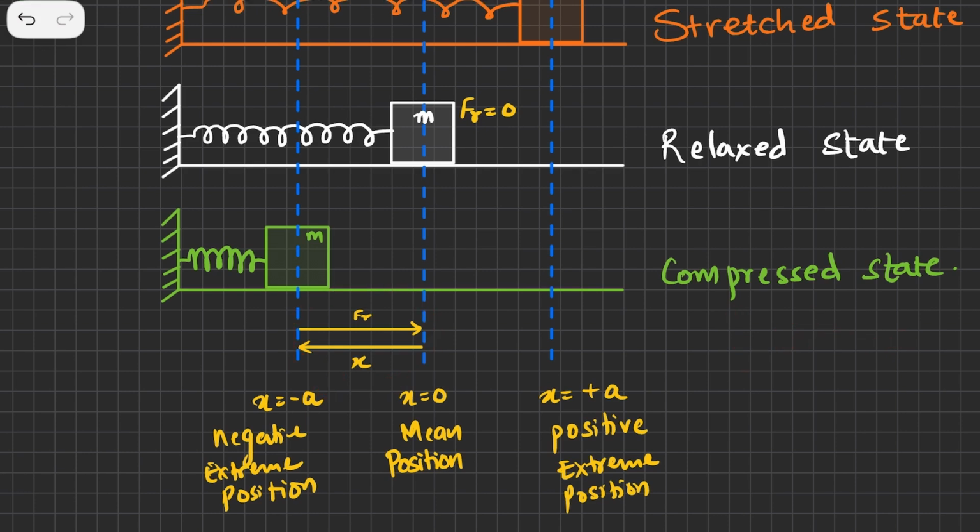Why is it directly proportional? Because the more I press on this side, the more restoring force it is going to develop. The more displacement I give to this block, the faster it is going to come back. The more acceleration this block is going to have, the more force it is going to have.